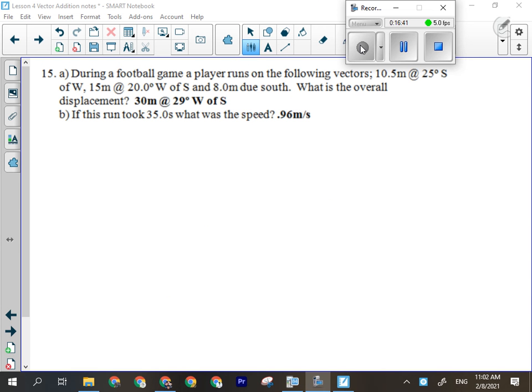Okay, so for 15, first we have 10.5 meters at 25 degrees south of west. Okay, so we're going to start here with going due west. And we're going to go 25 degrees south of that, so something like that. Okay, that'll be 25 degrees. Okay, X, Y, and this will be 10.5 meters.